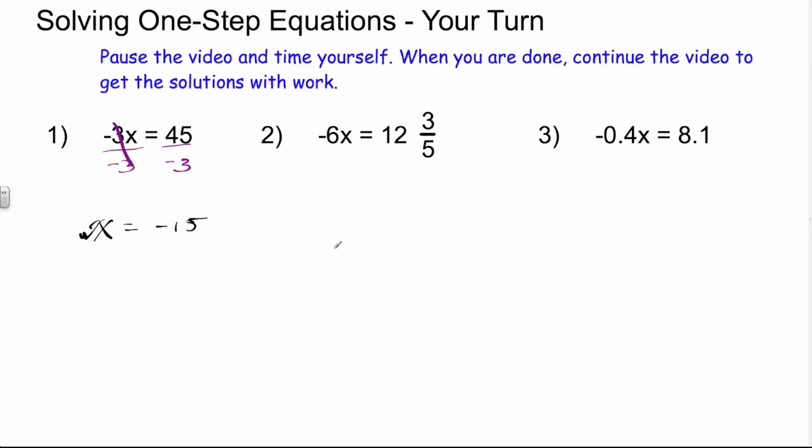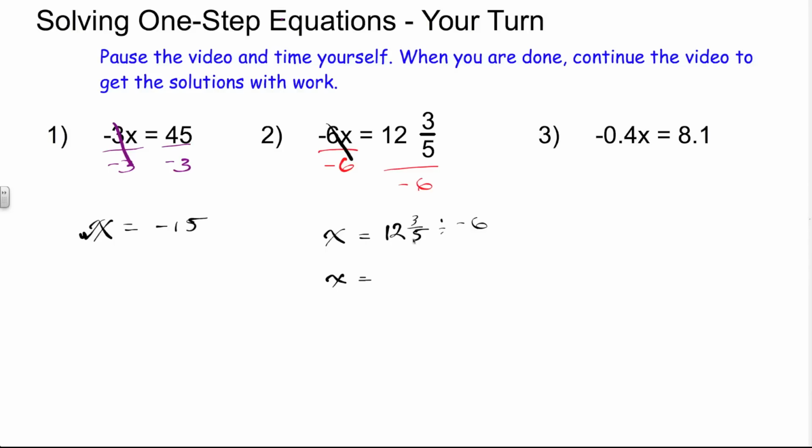In the next problem we have negative 6x is equal to 12 and 3/5. What we'll do for this particular equation, since it is a multiplication with the variable x on the left-hand side, is divide each side by negative 6. As I modeled in the first part of this video, on the left-hand side, the negative 6's are going to divide out, leaving you with 1x. On the right-hand side, we're going to rewrite this as 12 and 3/5 divided by negative 6.